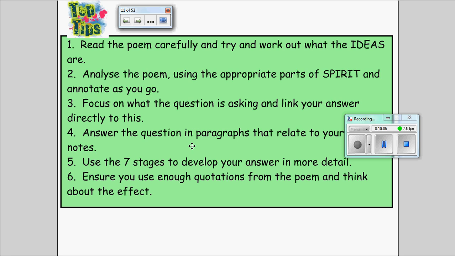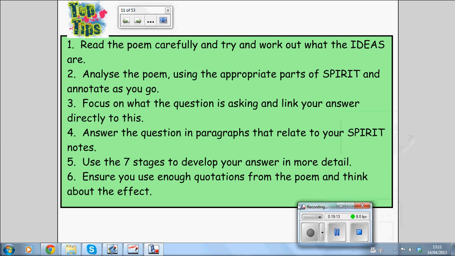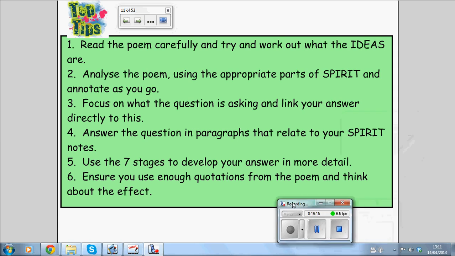Answer the question then in a mini essay where you're focusing on one part of SPIRIT in each paragraph. So it might be that your first paragraph is always about the ideas in the poem, and then for one poem you might think, well actually structure is really important, that really helps to answer this question, so that could go next. In another poem it might be that actually there's loads of poetic devices that really help to answer the question, so you do that one next. So you have got to choose and make the decision yourself which bit is appropriate to talk about.